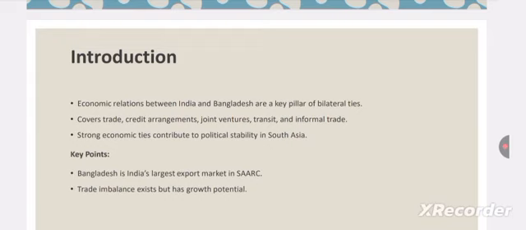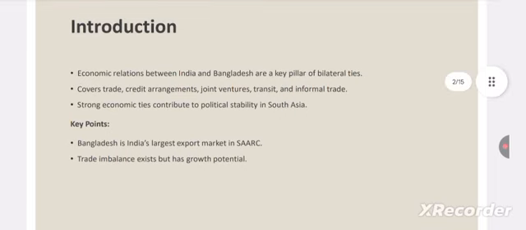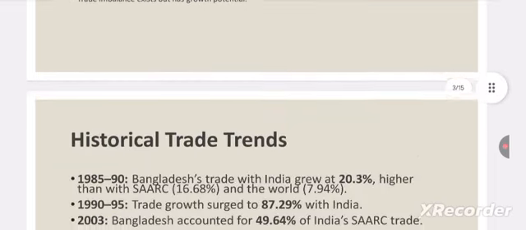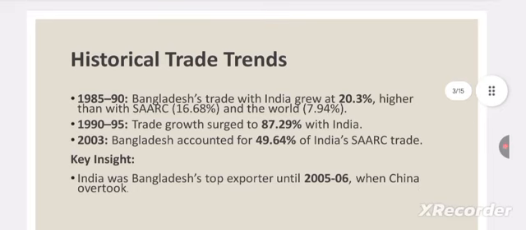Key points here are Bangladesh is India's largest export market in SAARC. Trade imbalance exists but has growth potential also. Historical trade trends between India and Bangladesh: in 1985 to 1990, Bangladesh's trade with India grew at 20.3%, higher than the SAARC 16.68% and the world 7.94%. From 1990 to 1995, trade growth surged to 87.29% with India. In 2003, Bangladesh accounted for 49.64% of India's SAARC trade.